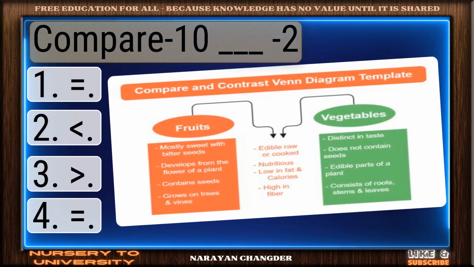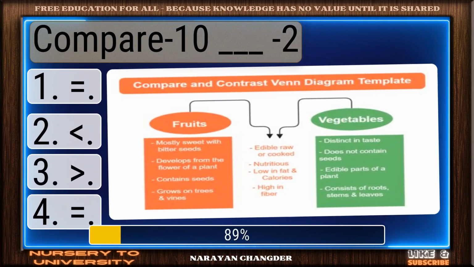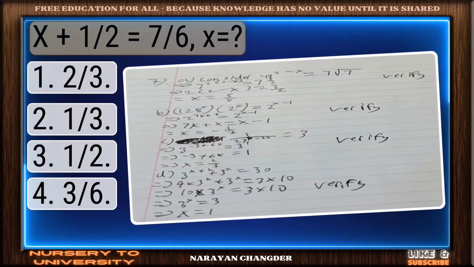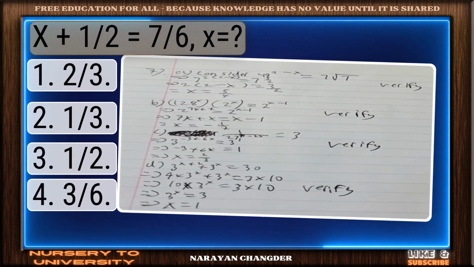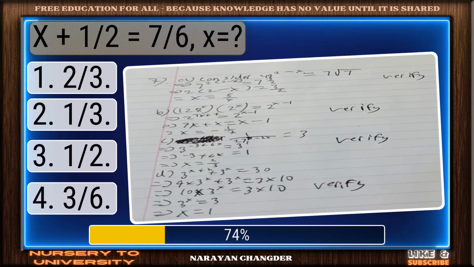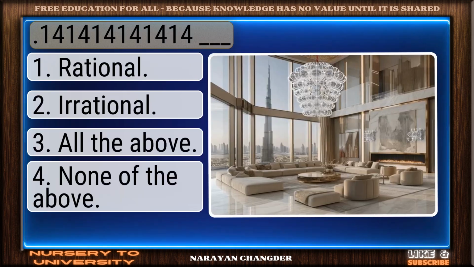Question number 214, compare 10-2. Well done. Is the right choice. Question number 215, x plus 1 but 2 equal to 7, 6, x equal 2. Right again. 2.3 is a valid answer.